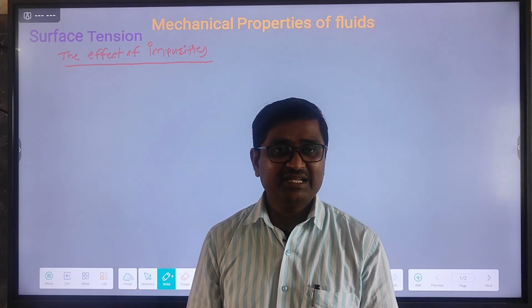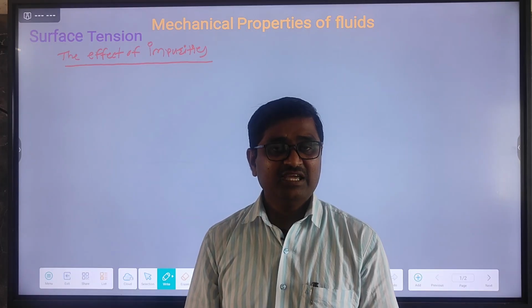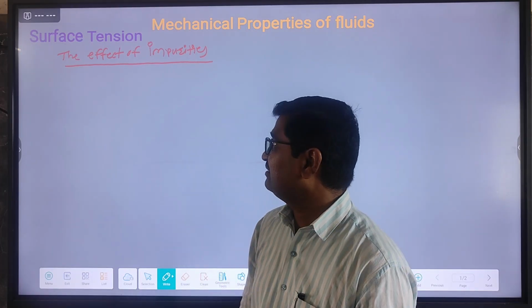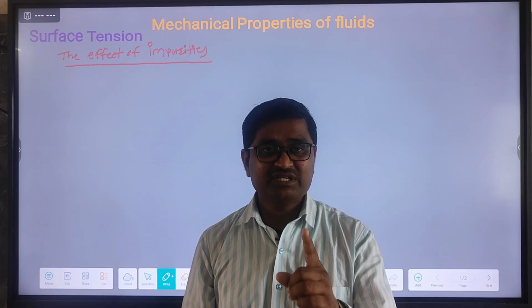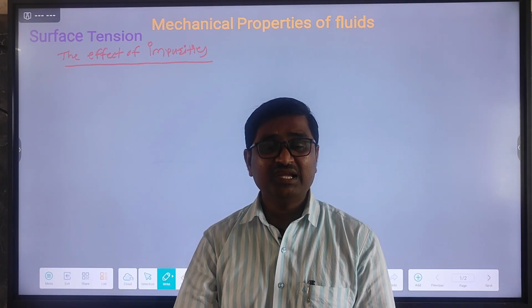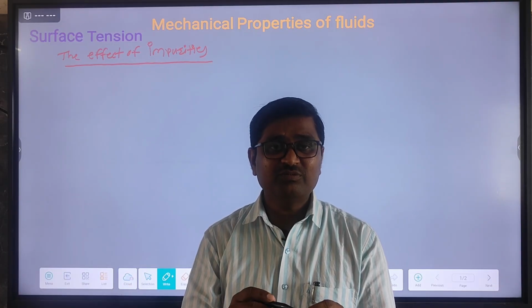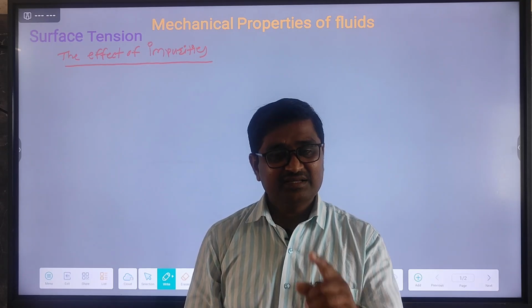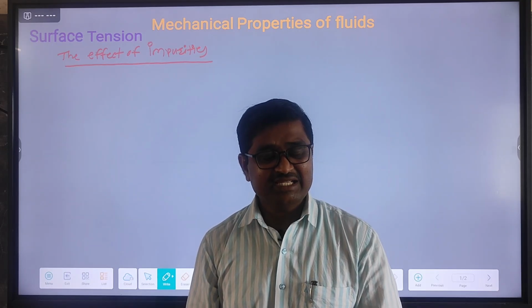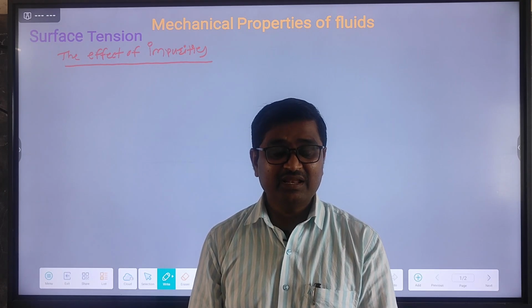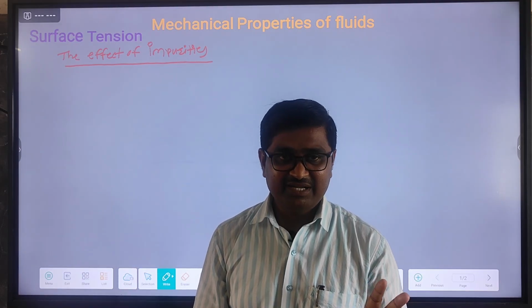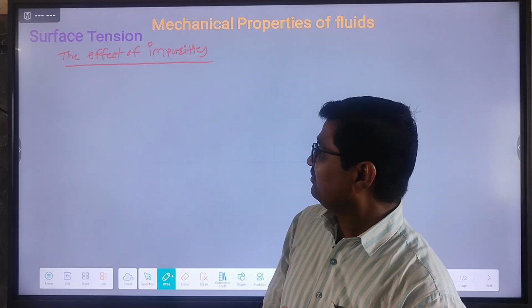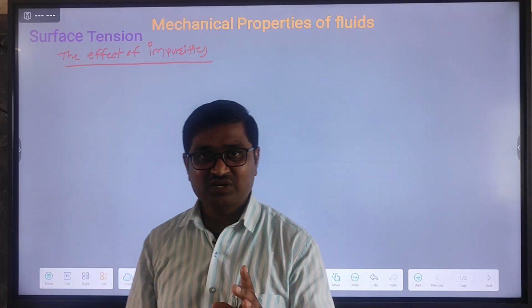So definitely we know that it is undissolved in the liquid. If an insoluble impurity is added to the liquid, its surface tension decreases. Only if a completely soluble impurity is added to pure water will its surface tension increase. Otherwise, if sparingly soluble and insoluble impurities are added to pure water, the surface tension will decrease. This is the effect of impurities on surface tension.